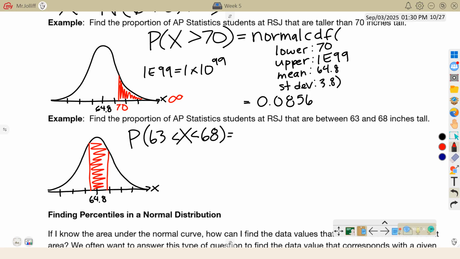And I know something about that area. I know 1 standard deviation below to 1 standard deviation above should be what percent of my data? 68. Very good, Cami. I'm within 1 standard deviation on either side. My answer is going to be smaller than 68%. Should be smaller than 0.68. If it's not, something went wrong somewhere. Good. We like 2 boundary questions because then I don't have to worry about infinity. When I go to do normal CDF, I have my lower and my upper. My lower is the 63. My upper is the 68.